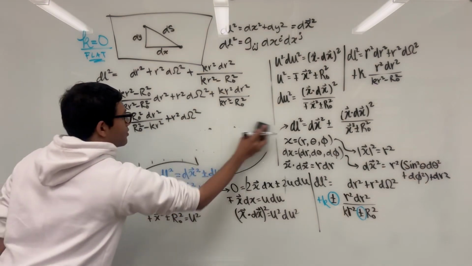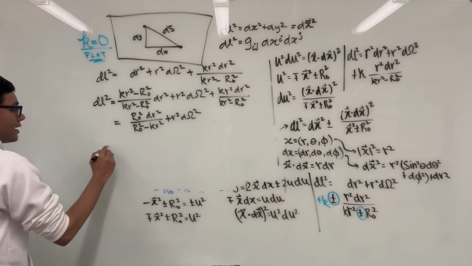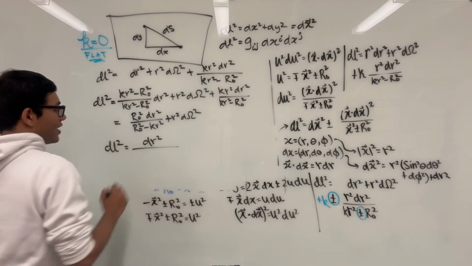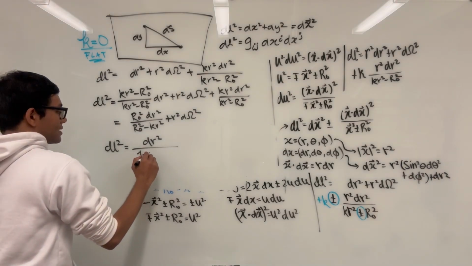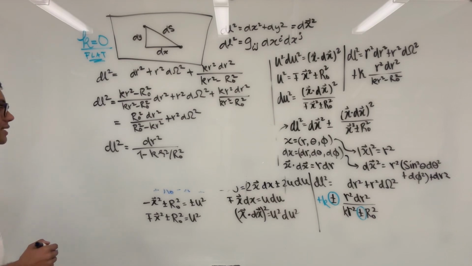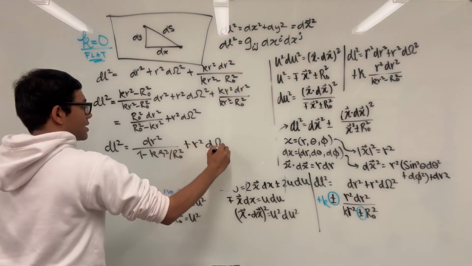Okay, so if I solve all of this through and I do all the algebra, then I'll find that dl squared is equal to dr squared divided by 1 minus k r squared over r naught squared. Okay, something like this, and plus r squared d sigma squared.